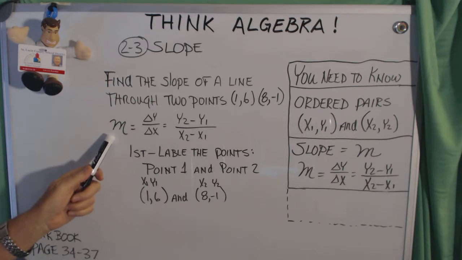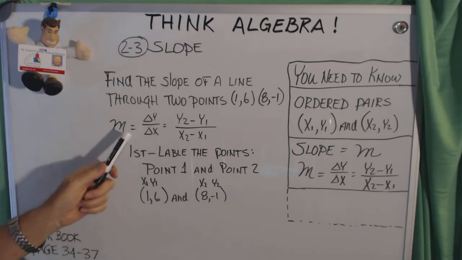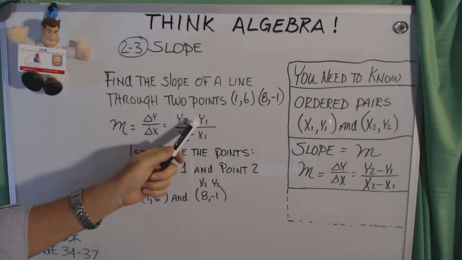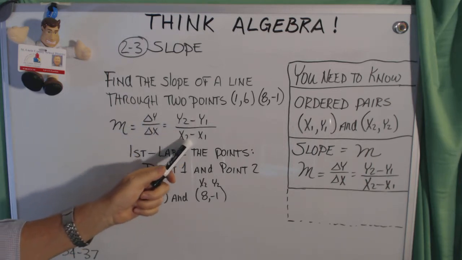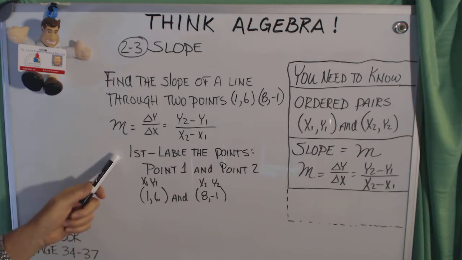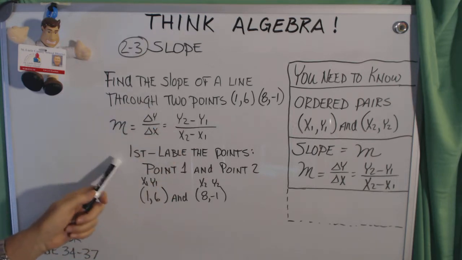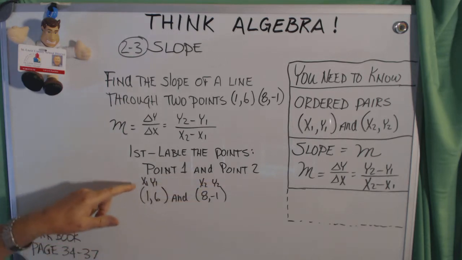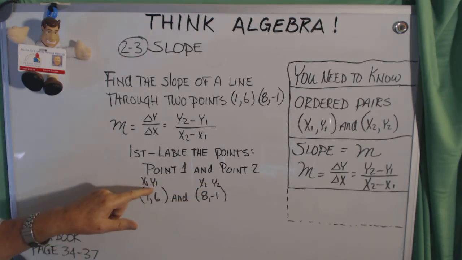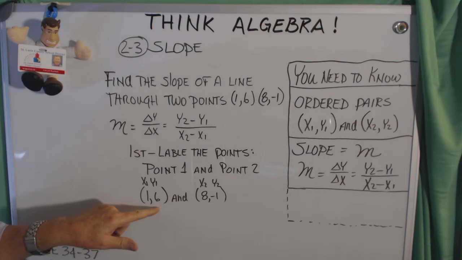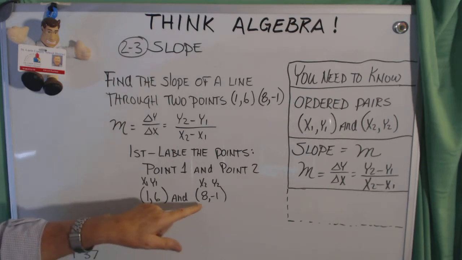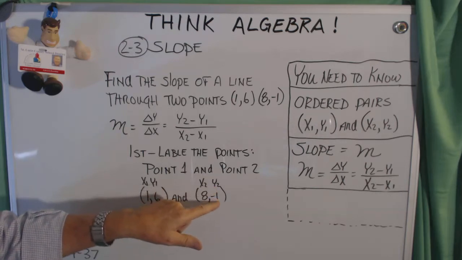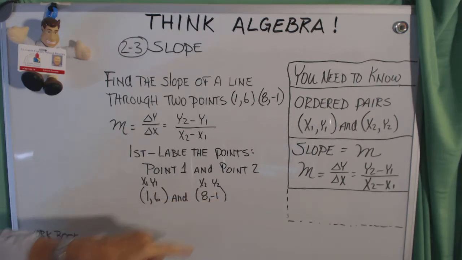So we know that the slope m is delta y over delta x. Delta y is y2 minus y1 over x2 minus x1. The first thing I want to do with these points is label the points. I always do this, point 1 and point 2, and I put x1 and y1 over the numbers for point 1, and then for point 2 I put the x2 over the x value and the y2 over the y value.